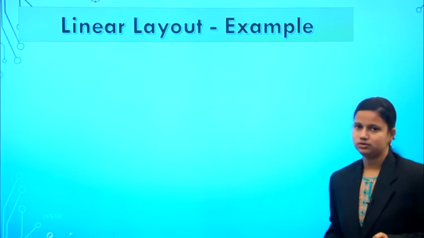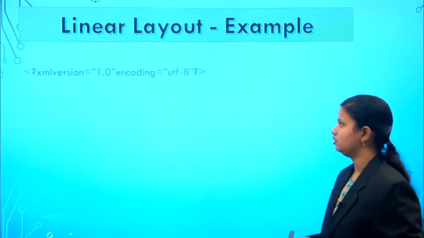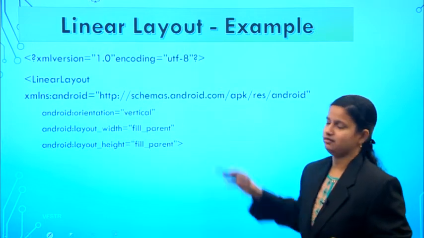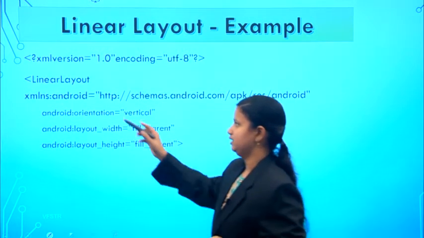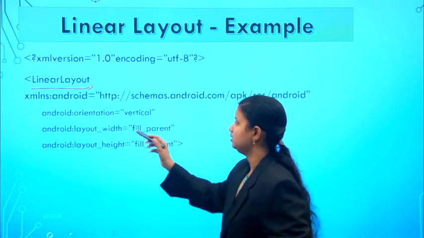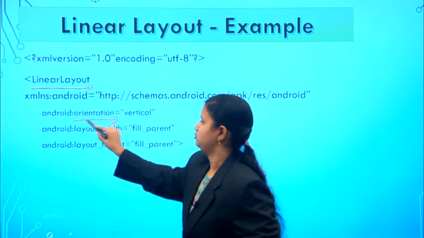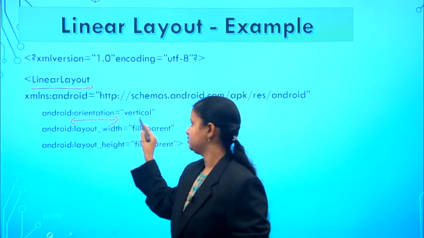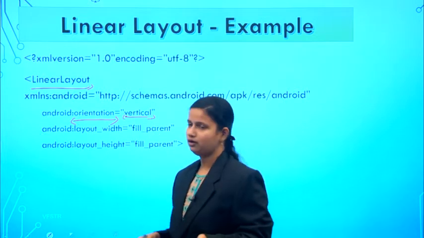So linear layout. It will arrange views in either a single row or single column format. For that, we have to use the XML version. After that, linear layout. In this linear layout, the main property we use is android:orientation. Based on this orientation property, it arranges your views either vertically or horizontally.